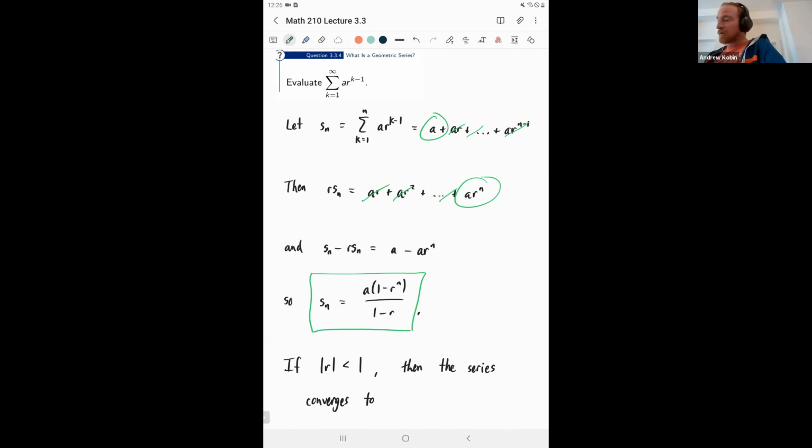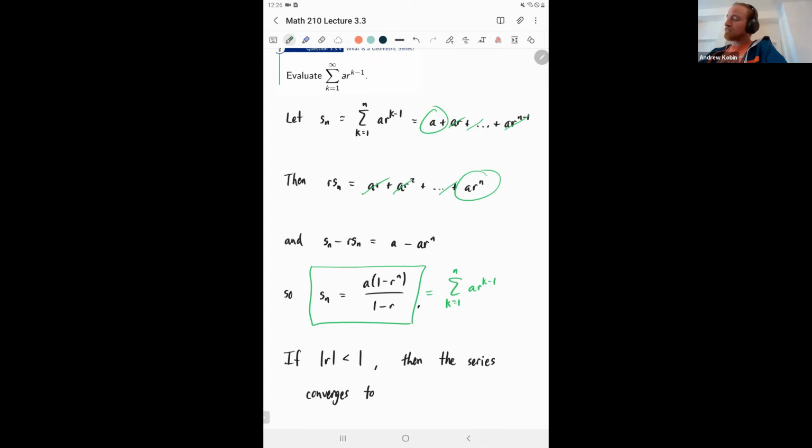So what we're going to do now is take the limit of this expression. This is the same thing as starting at 1 and adding up to n of A r to the k minus 1. So this is a new fact we just learned. And if I want to really replace the n with an infinity and see what happens to the sequence, that's what we're going to do next by taking the limit of this formula. It's a really compact formula.